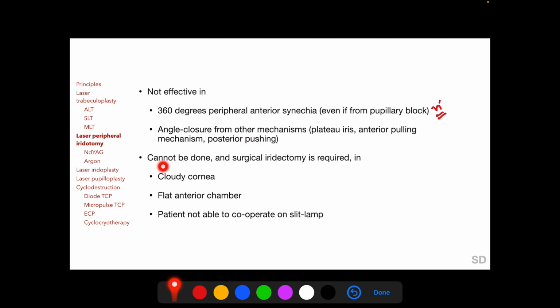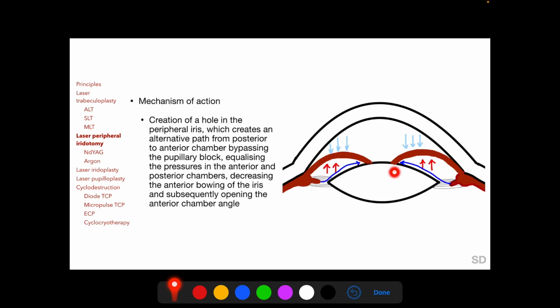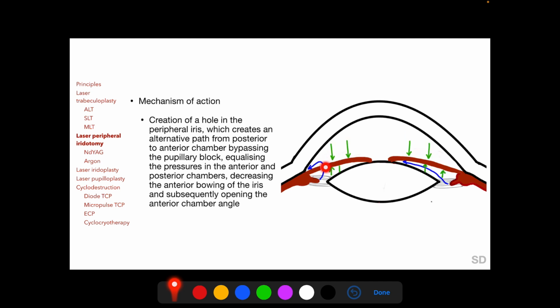LPI cannot be done and surgical iridotomy is required when the cornea is hazy, when the anterior chamber is flat, and when the patient is not able to cooperate on the slit lamp for laser treatment. LPI works in pupillary block angle closure glaucoma with forward bowing of the iris by creating a hole in the peripheral iris, which provides an alternative path for the aqueous humor from posterior chamber to the anterior chamber, bypassing the pupillary block, equalizing the pressure in the anterior and posterior chamber, decreasing the forward bowing of the iris, and thus opening the anterior chamber angle.